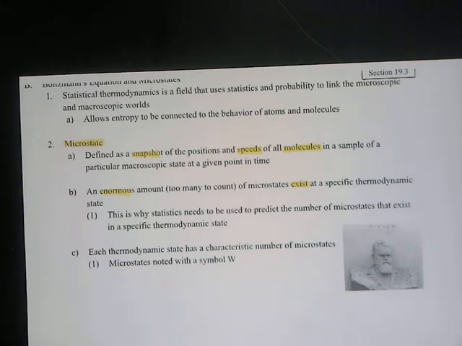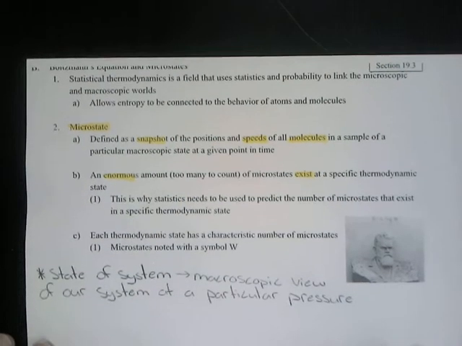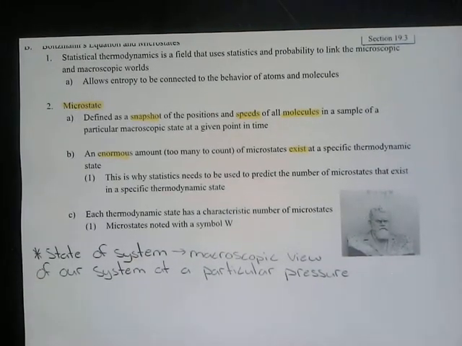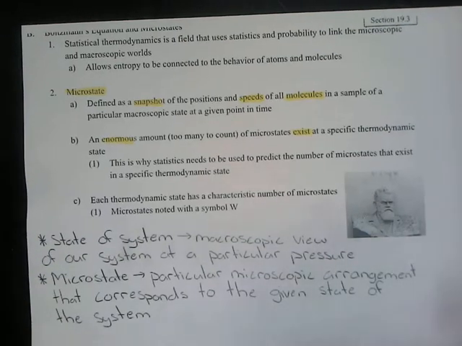Now, I want to go a little bit more into detail here with the state of the system and the microstate. So I'll start out with the state of the system. This is the macroscopic view of our system at a particular pressure. And on the flip side, the microstate is the particular microscopic arrangement that corresponds to a given state of the system.